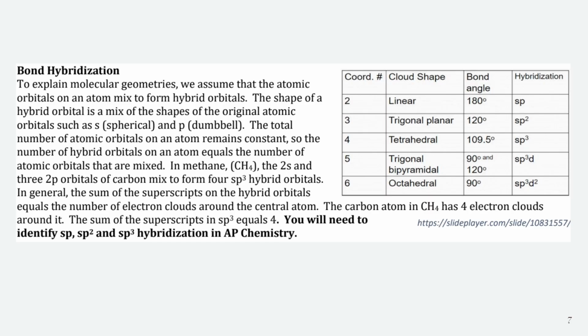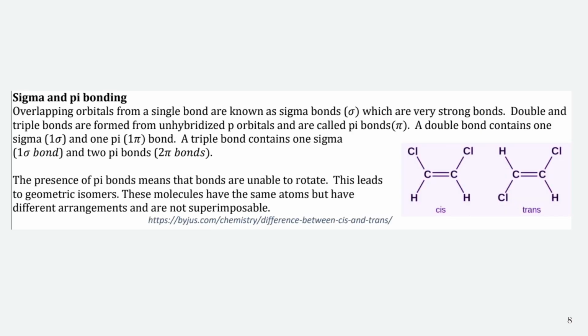In general, the sum of the superscripts equals the number of electron clouds around the central atom. So the carbon atom in methane has 4 electron clouds around it. Therefore, the sum of the superscripts in sp3 equals 4. Like I said, you only need to memorize the first three: sp, sp2, and sp3. If I were you, I'd put those on my flashcards, as you'll see in the instructions later.